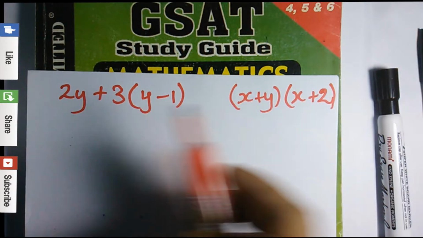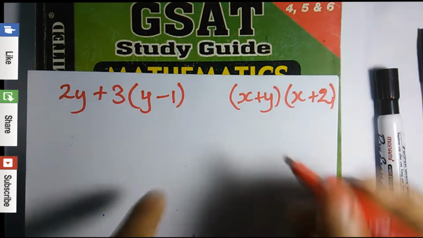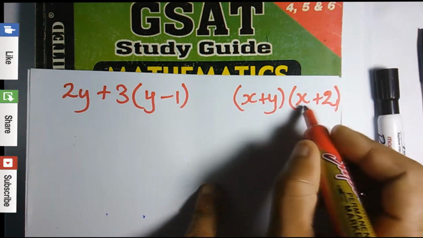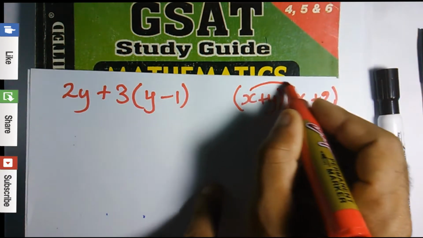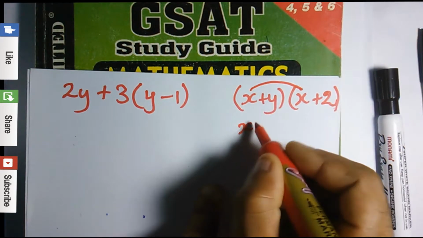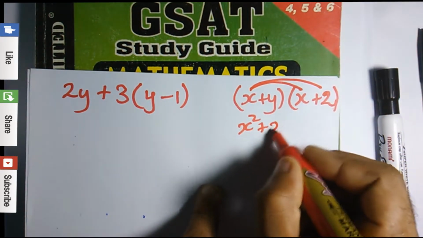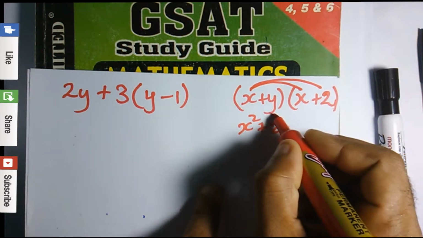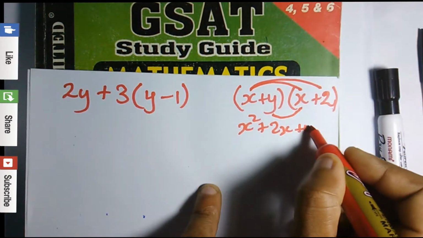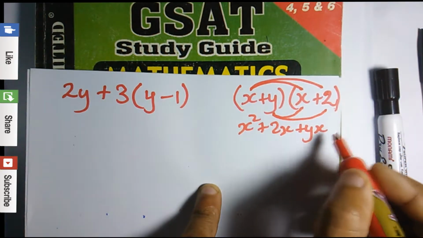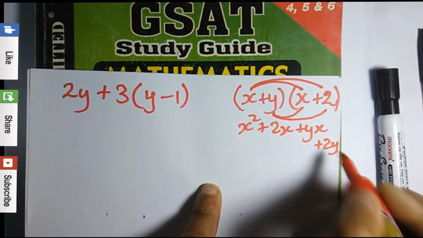Looking at both questions, it's different. So, to solve this one, we'd multiply each term in this bracket by this one. So we'd multiply x times x, which is x squared, x times positive 2, which would give us positive 2x. Then we would multiply y times x, which is yx, and then y times 2, which is positive 2y.